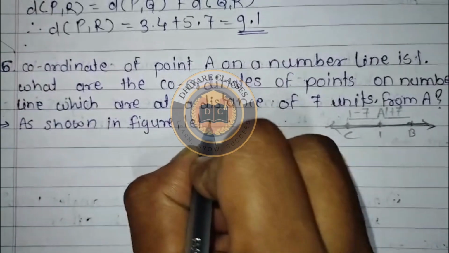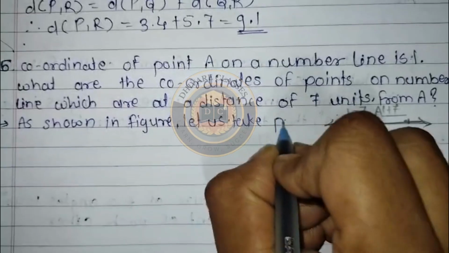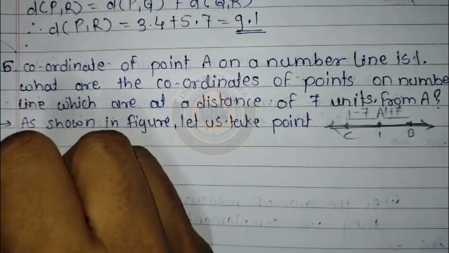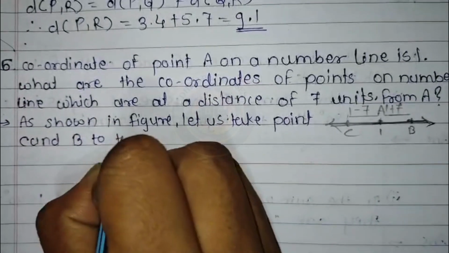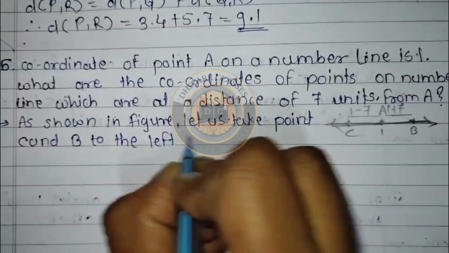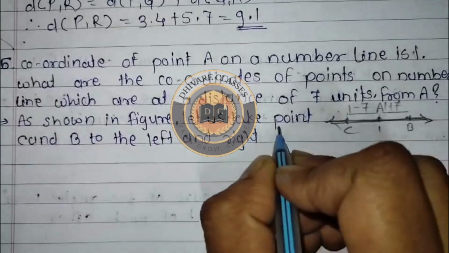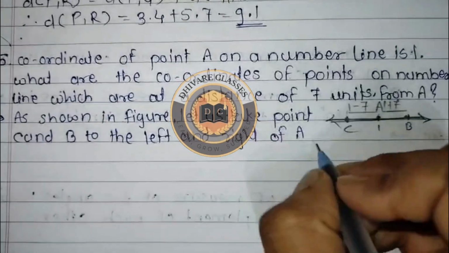Let us take points C and B to the left and right of A respectively.